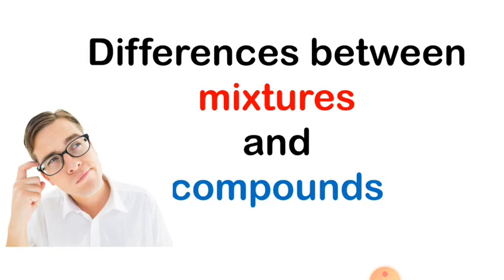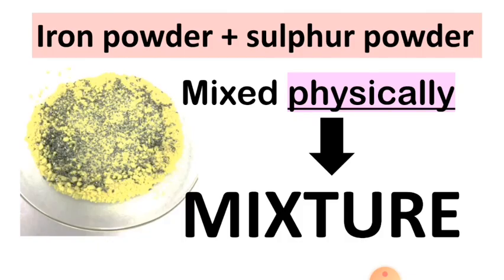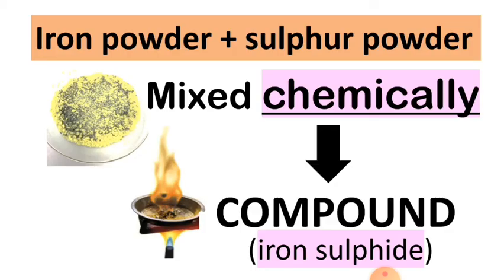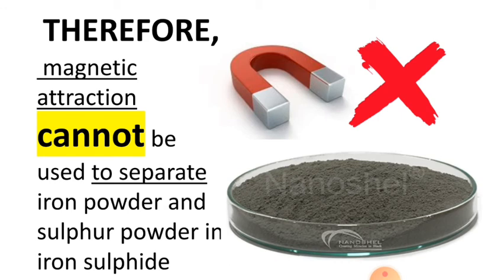Okay, what are the differences between mixtures and compounds? Iron powder mixed with sulfur powder, they mix physically and become a mixture. This is what I've already explained just now. Therefore, magnetic extraction can be used to separate iron powder and sulfur powder. The mixture of iron powder and sulfur powder just now, they are mixed chemically and become a compound, which we call iron sulfide. So if you heat the mixture, they are mixed chemically and become a new compound. Therefore, magnetic extraction cannot be used to separate iron powder and sulfur powder in iron sulfide.